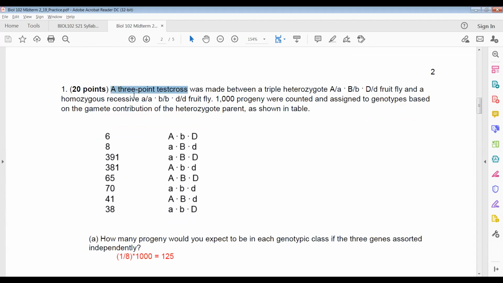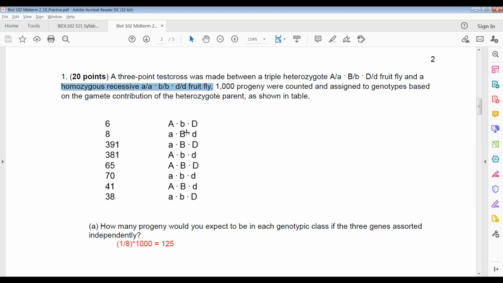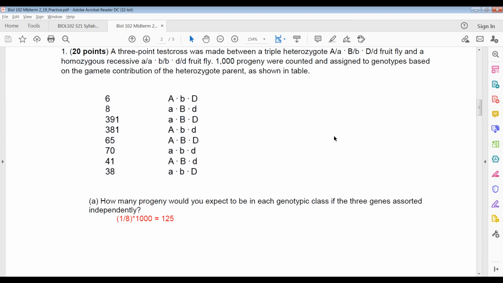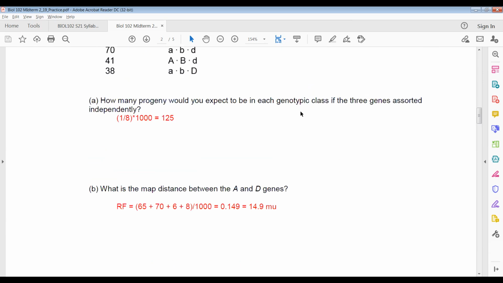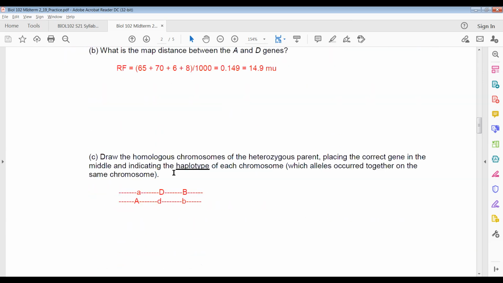So here, this is an example. We're going to use this to test if you understand how we can use this tool to derive a genetic map for 3 linked genes. The 3-point test cross will be a cross between a triple heterozygous individual and a homozygous recessive individual, right? And suppose this is the data you got. Based on this data, we're going to derive the genetic map for the 3 genes.